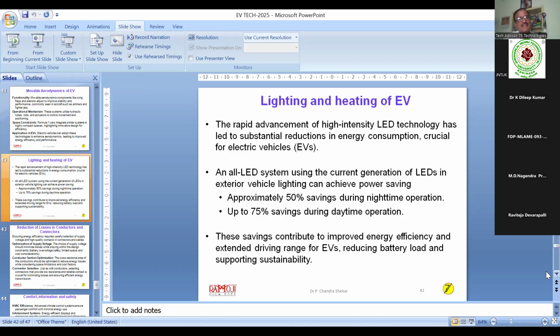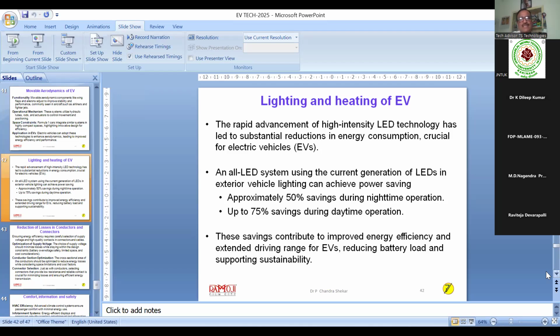Lighting and heating of the EV vehicles. The rapid advance in high-intensity LED technology has led to a substantial reduction in energy consumption, crucial for electric vehicles. Instead of halogen lamps, you can use electrical EV LED lamps. Thereby, you can reduce the consumption load on the batteries.